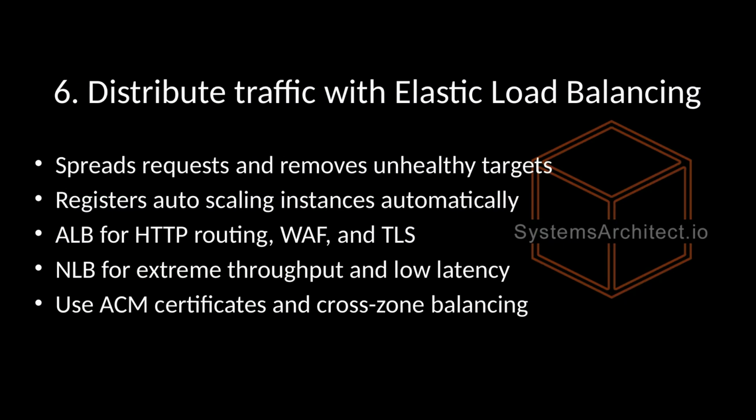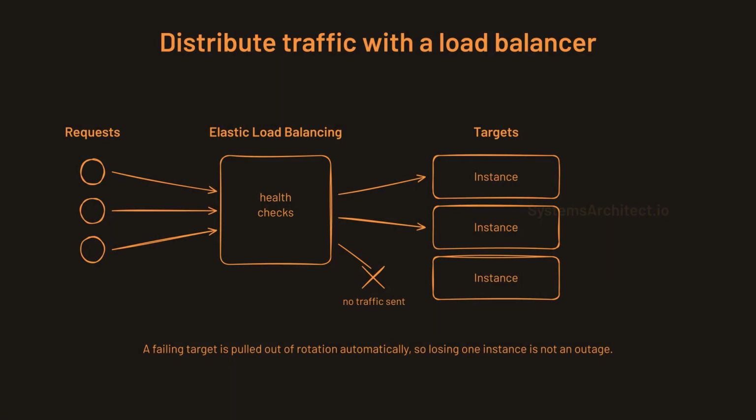6. Distribute traffic with elastic load balancing. A load balancer spreads incoming requests across your instances. That is what turns a group of servers into a system that survives losing one. It health checks its own targets and pulls failures out automatically. New instances from an auto-scaling group register themselves.